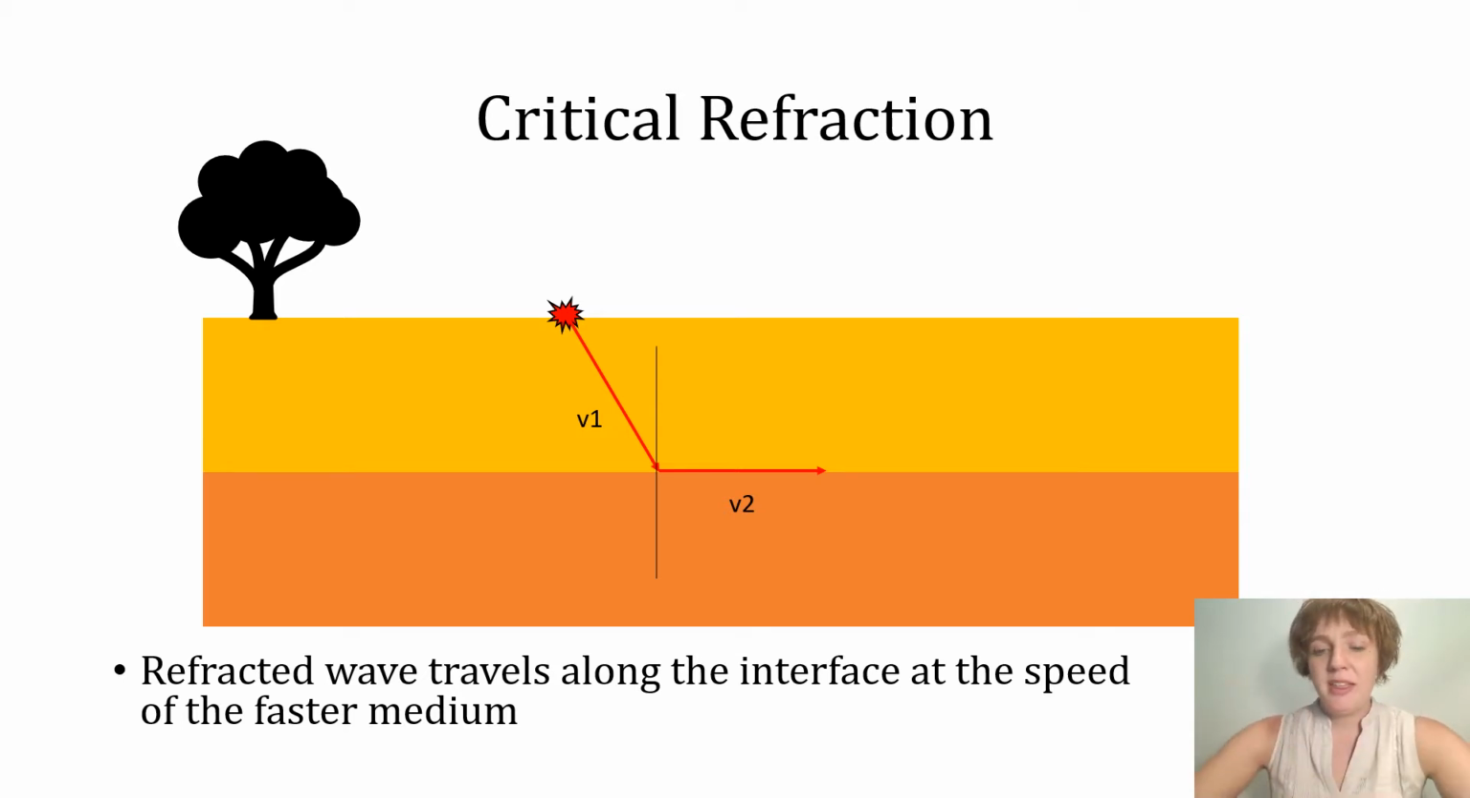So specifically on this slide, we're discussing critical refraction, and that means that the lower medium has a higher velocity, and so the energy bends away from the normal. And if that energy came in at just the right angle, it will bend 90 degrees and travel along the interface, and we call that critical refraction. Refracted waves travel along the interface at the speed of the faster medium. Here we have the critical angle at which that is going to occur.